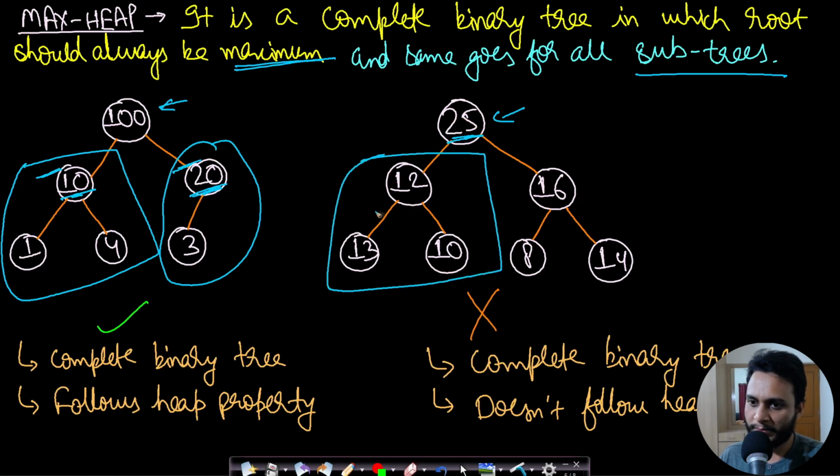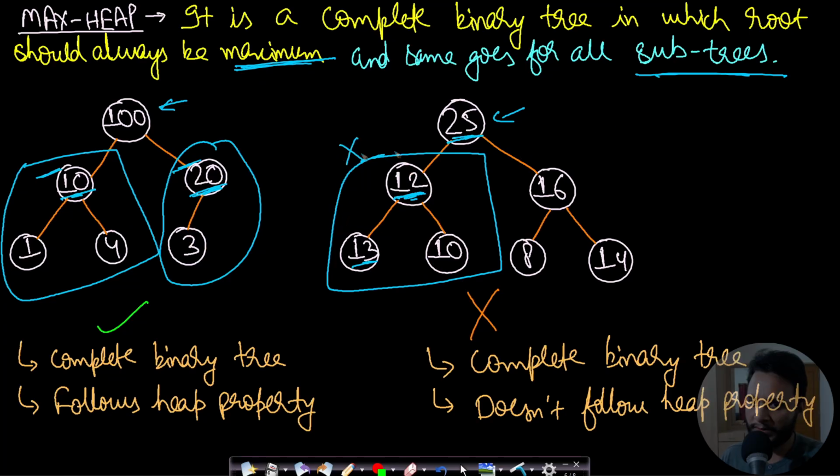So in this subtree, 12 is the root. Now 12 is the root, so 12 should be the maximum element, but you will see that there is a node in the left subtree which has a higher value than this 12. So this is not following the heap property, right? Because the root should always be maximum, even for the subtrees. So this will not be a heap.